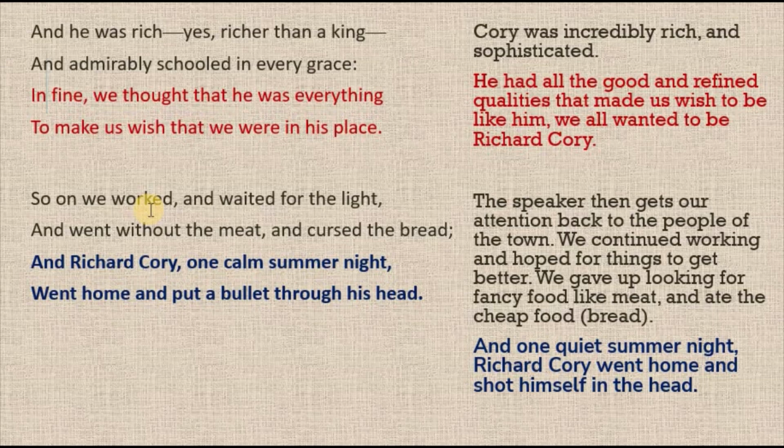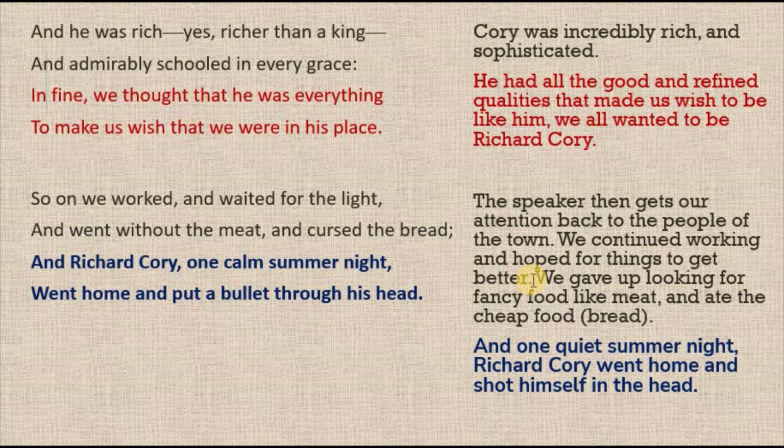So on we worked and waited for the light, and went without the meat and cursed the bread. What is the situation of society around Richard Cory? What are they like? The speaker then gets our attention back to the people of the town. We continued working, he's talking about them, and hoped for things to get better. So it seems that the people in the town in which Richard Cory is living are not as rich as him. They don't have luxuries just like him. They don't have the good qualities like him. They are simple, maybe they are poor, they are suffering from the struggles of daily life, of earning their living every day. These are tiresome things that people are suffering.